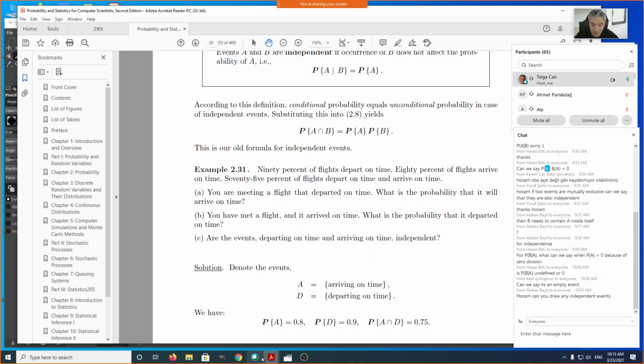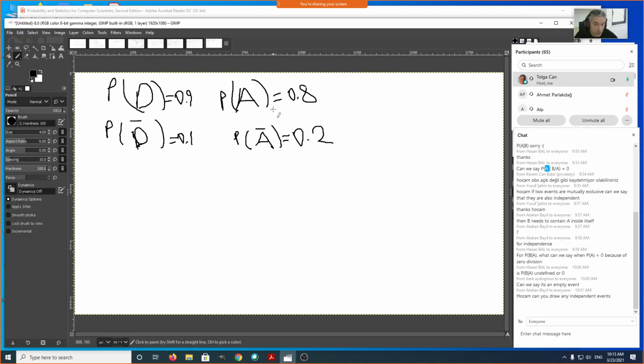And it's 0.75. We are not given information about whether they're independent or not in this question. If they were independent, we would just multiply these two numbers and say it's 0.72. It should be 0.72 if they're independent. And since the intersection of A and D, arrive on time and depart on time, is 0.75, it tells us that they're actually not independent, because it's not equal to the multiplication of these. 0.75 is different from 0.72.